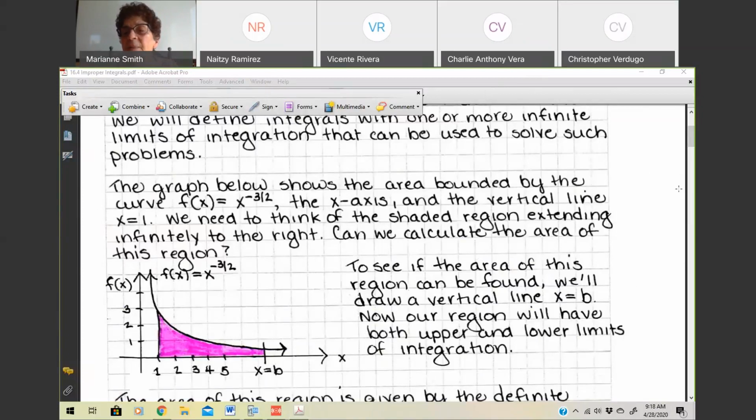Everybody understand what I mean by this pink area? If I make this line x equals b go out far enough, it may keep getting bigger and bigger and bigger. All right with that idea?